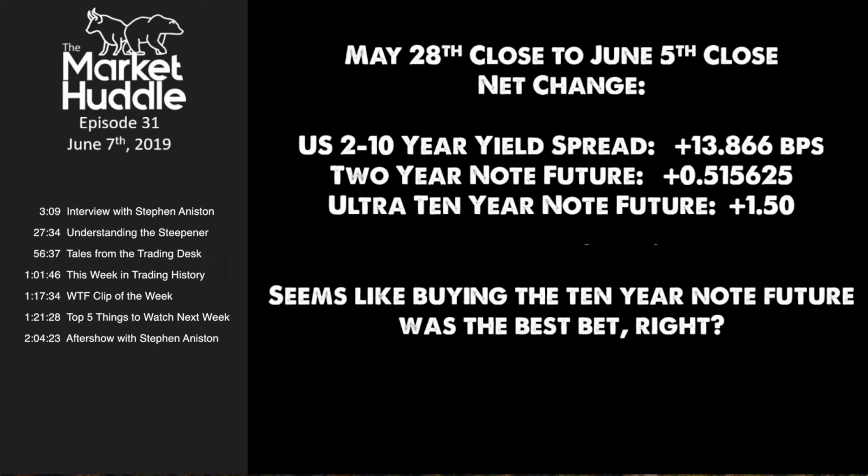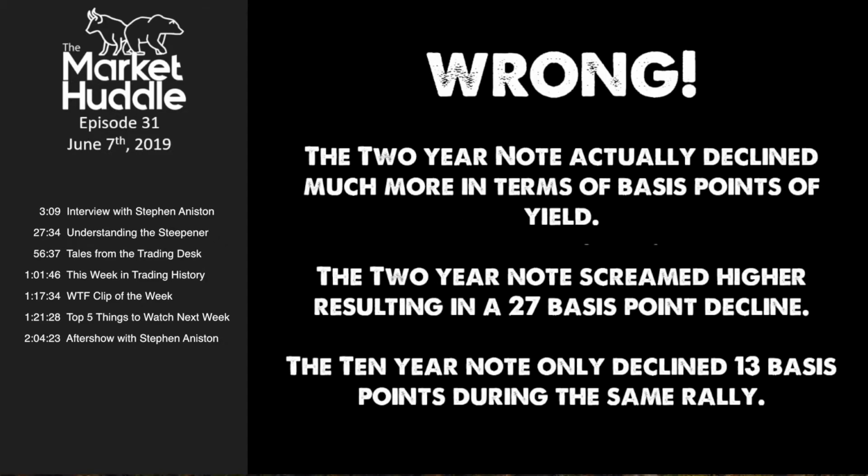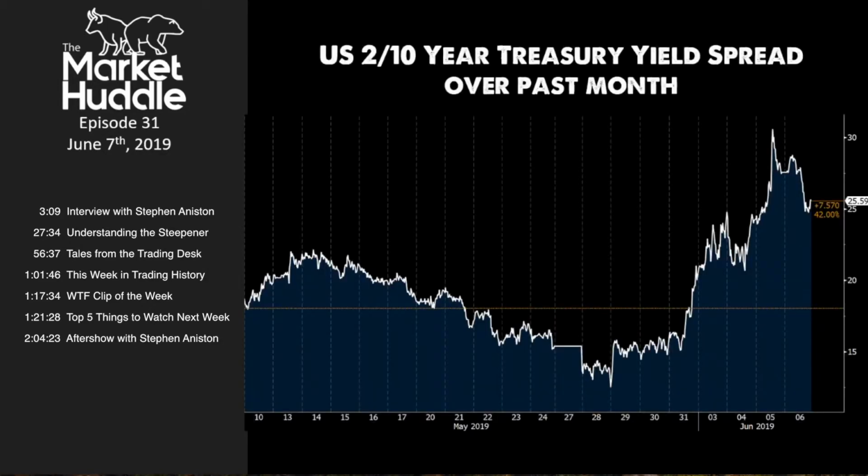So it seems like if you were trading this, the best bet was to buy the 10-year note future, like you argued earlier. Well, again, it depends if you're talking basis points, or dollar for dollar being invested in pure bonds. Let's go to the next slide, because I contend that idea was wrong. The best trade was to own the 2-year note, because it declined 27 basis points, while the 10-year only declined 13. The curve steepened, and that was a bull steepener, meaning the short end went down faster than the long end.